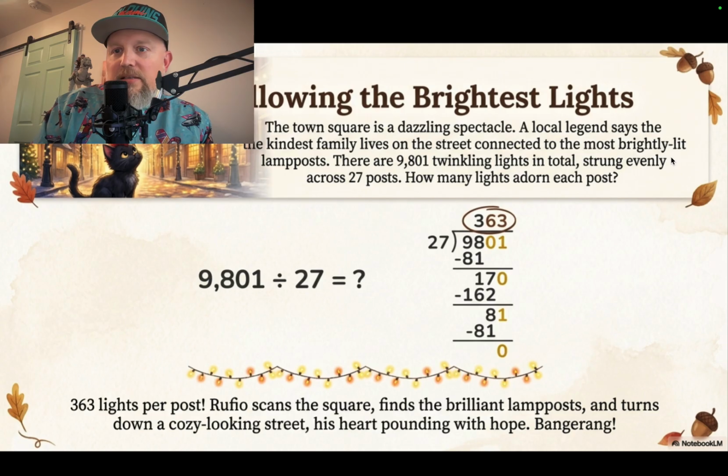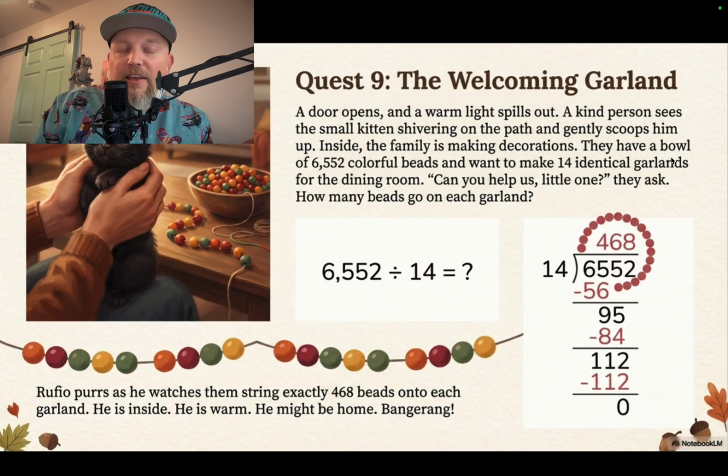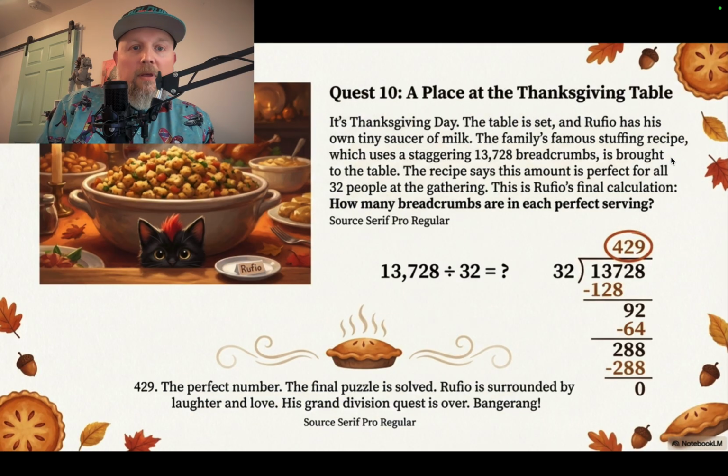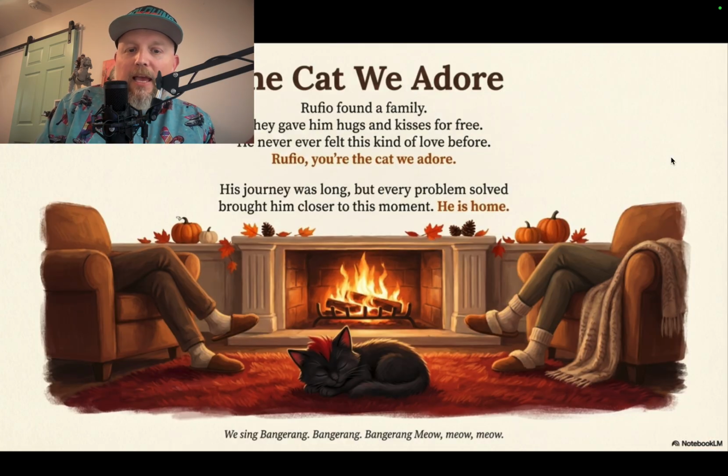He's following the lights. He's counting the twinkling lights. And then he finds an open door, and a kind person scoops him up. And while he's being loved on, he still has to do math. He just can't get away from long division. Been there, done that. And then he's at the Thanksgiving table. He's just a little cat. He's about to eat grandma's stuffing. Life is good. And it closes with this really cool, weird image.